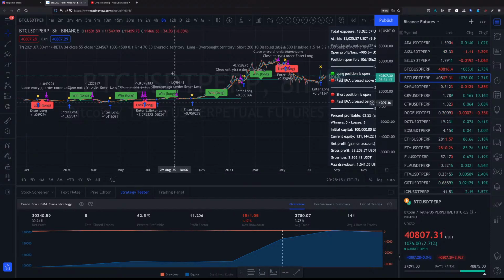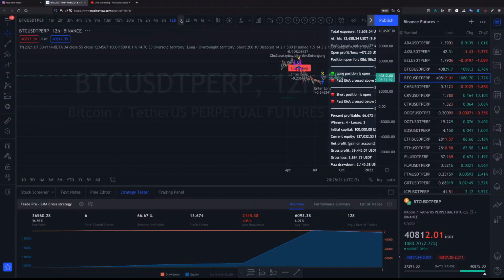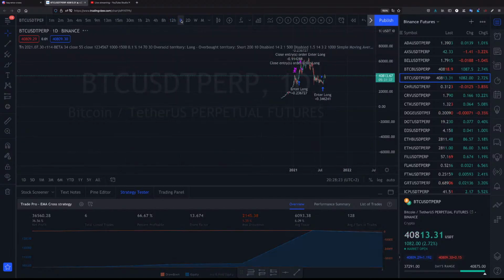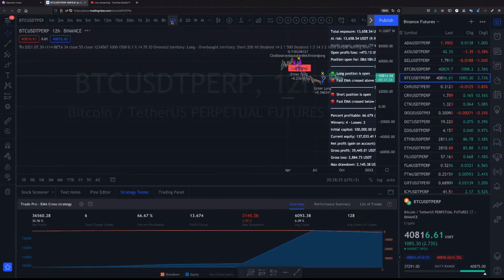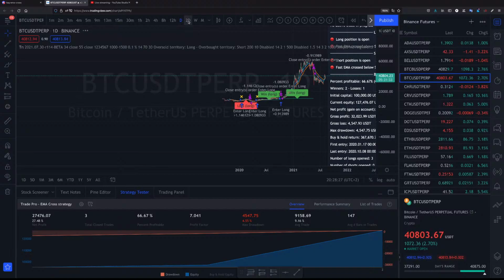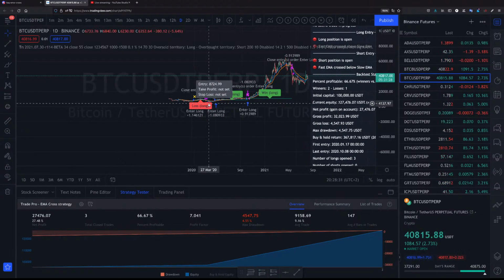Okay, so we have 8 hours. I guess if we go higher, we will get 12 hours, 36 as well. But I do not understand. Okay, we have a very small sample size.